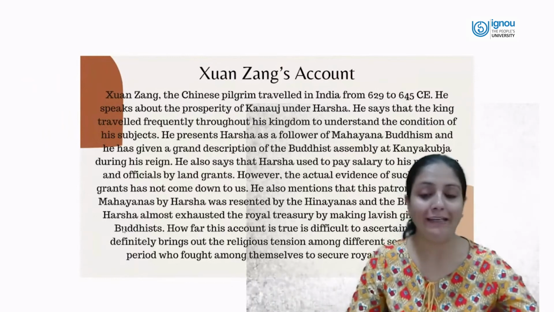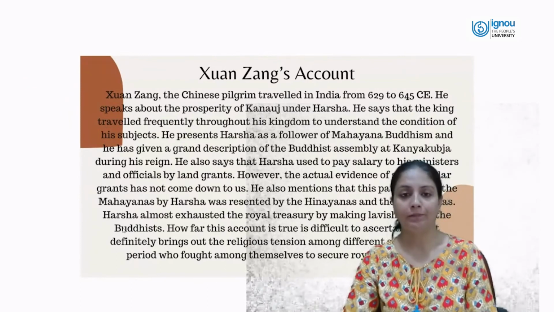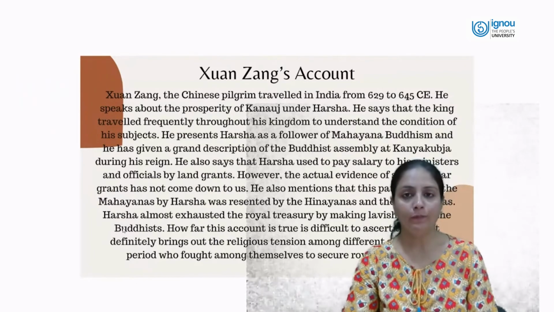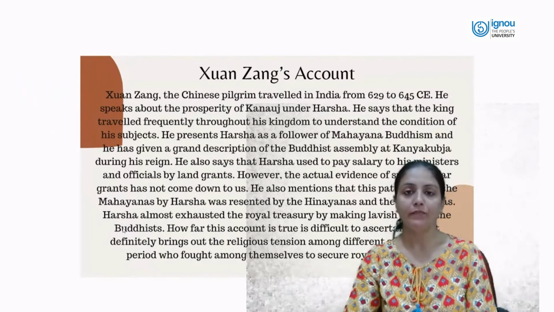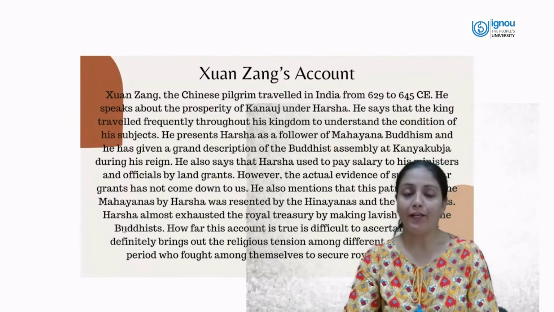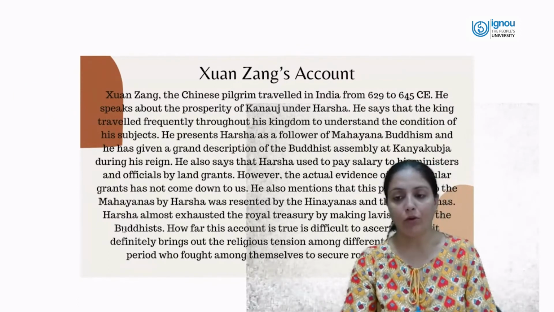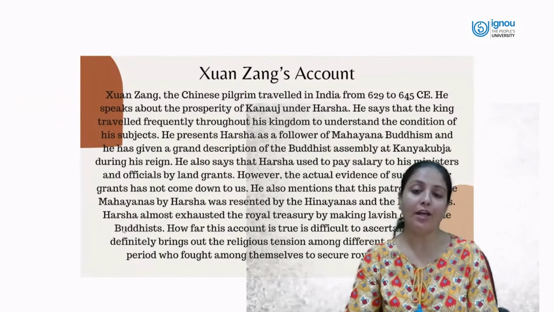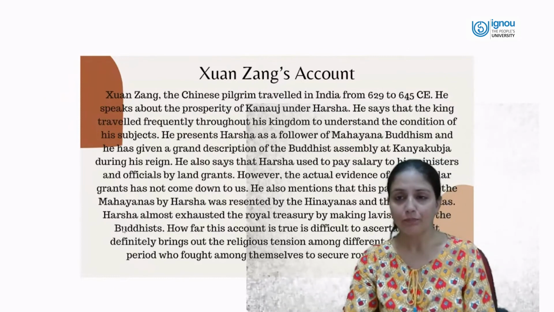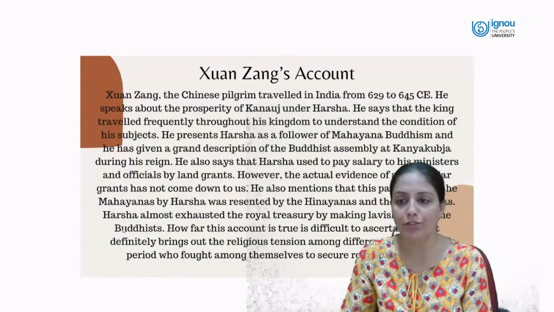Harshvardhana was connected to the Hinayana sect. Have you heard about Hinayana and Mahayana? Hinayana and Mahayana were the two sects of Buddhism. After the death of Gautama Buddha, the Buddhists were divided into two parts, Hinayana and Mahayana. Harshvardhana belonged to the Hinayana group at that time. He was a king, and his kingdom was connected to Kannauj.